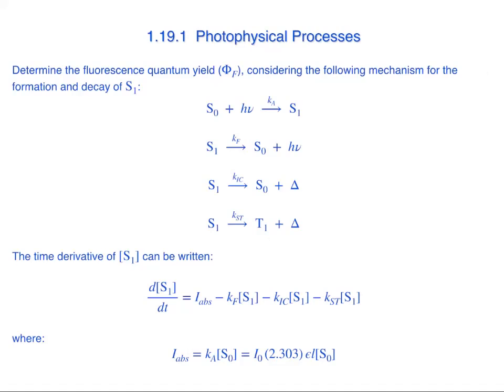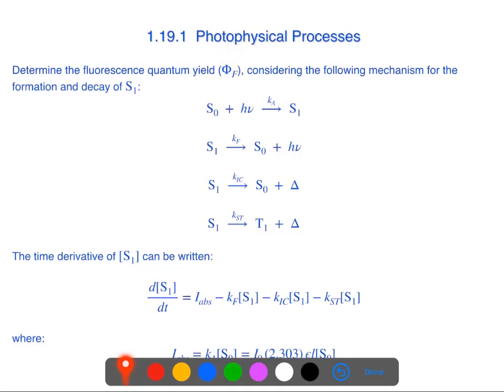Now, to determine the fluorescence quantum yield, that is phi subscript f, we need to consider the following mechanism for the formation and decay of the electronically excited state S1. So, as we saw previously, if our ground state S0 absorbs a photon, we can generate the S1. And we do so with a rate constant known as k subscript A, representing absorption.